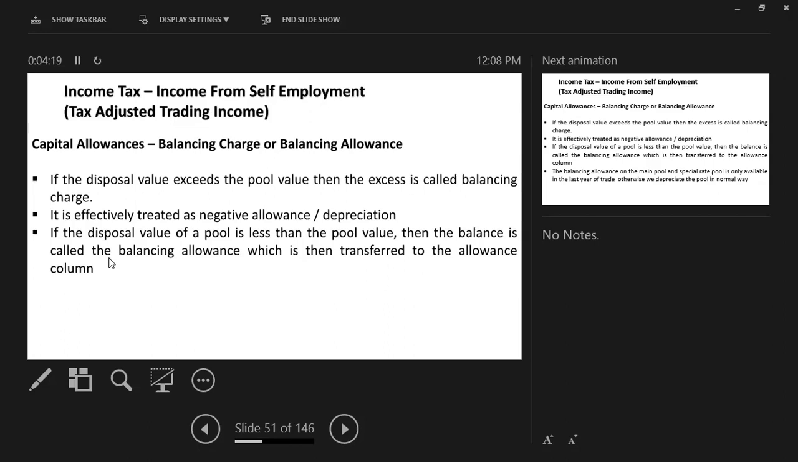If the disposal value of a pool is less than the pool value, then the balance is called balancing allowance, which is then transferred to the allowance.